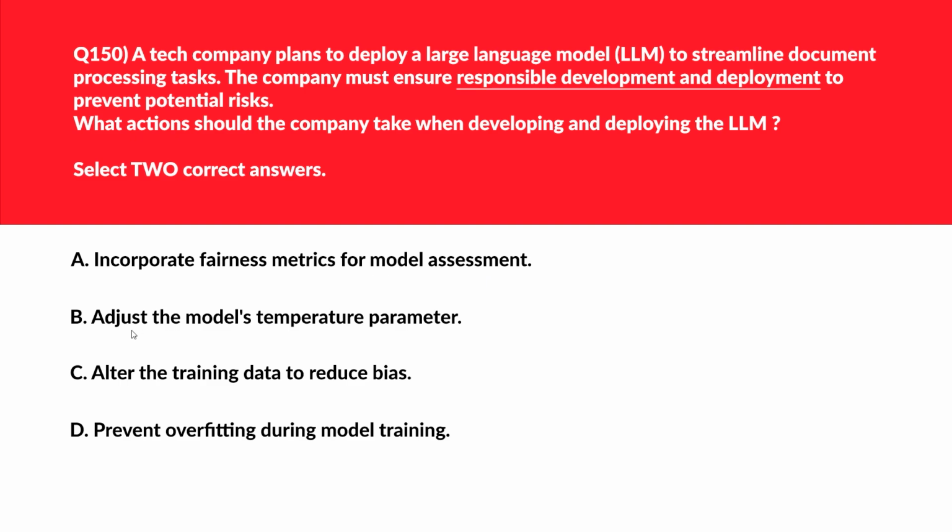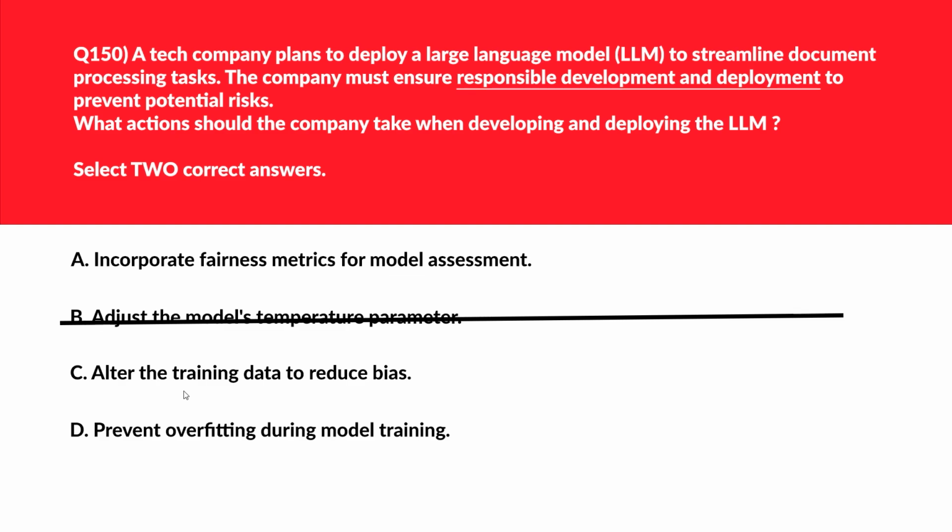Let's move to option B. B says adjust the model's temperature parameter. Adjusting the temperature parameter of the model controls the randomness of the model's output and is not related to responsible deployment as required by the question. So let's reject this. Let's move to option C.